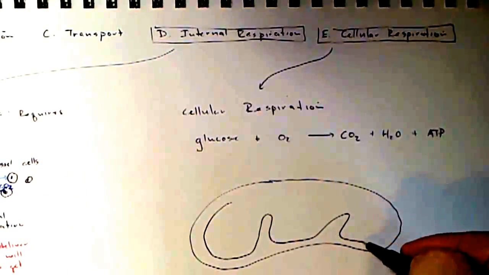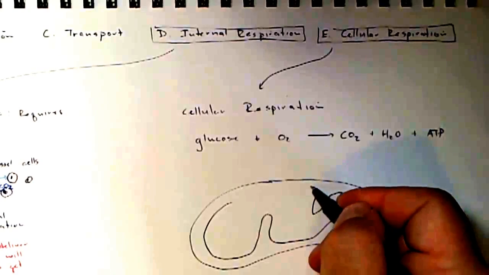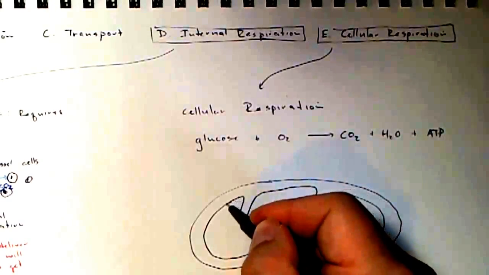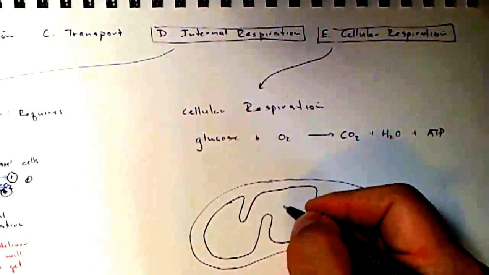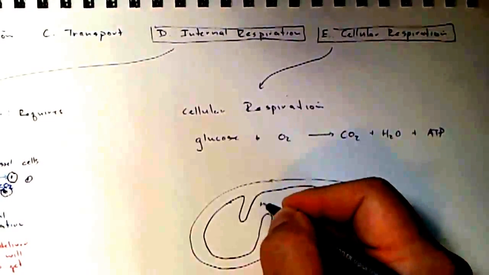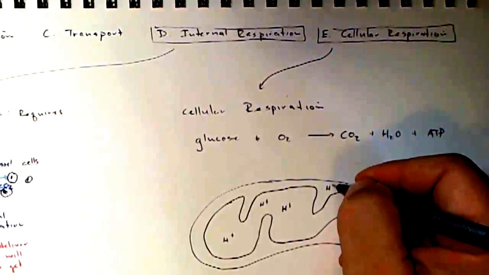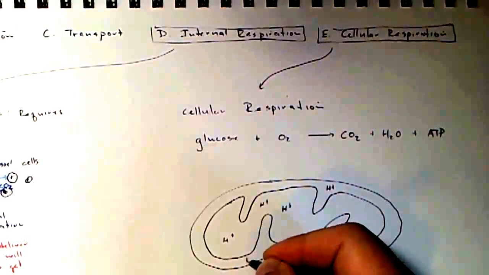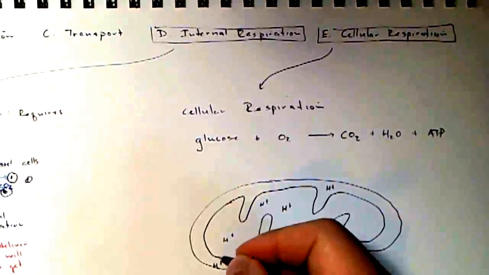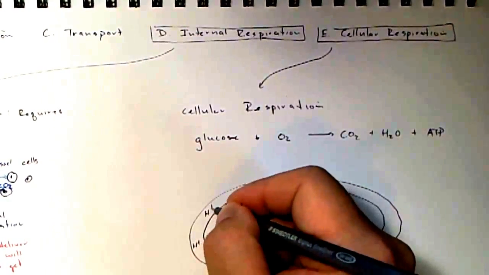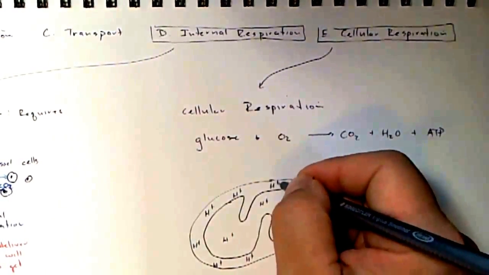cristae, which are folds. And where you get your ATP is you stack up hydrogen molecules on the inside. You know, I may be drawing this wrong. Got ahead of myself. You stack up this hydrogen on the outside.